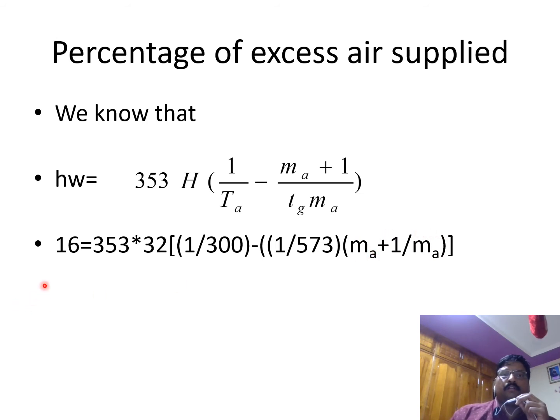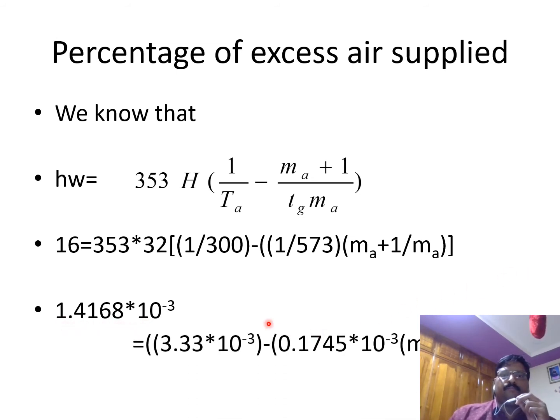Now we take 353 into 32 to the opposite side of the equal sign, therefore the numerator will become denominator. Therefore we have the value 16 divided by 353 into 32, obtained as 1.4168 into 10 power minus 3, equal to 1 by 300, whose value is 33.33 into 10 power minus 3, minus 1 by 573, whose value is 0.1745 into 10 power minus 3, into MA plus 1 by MA.